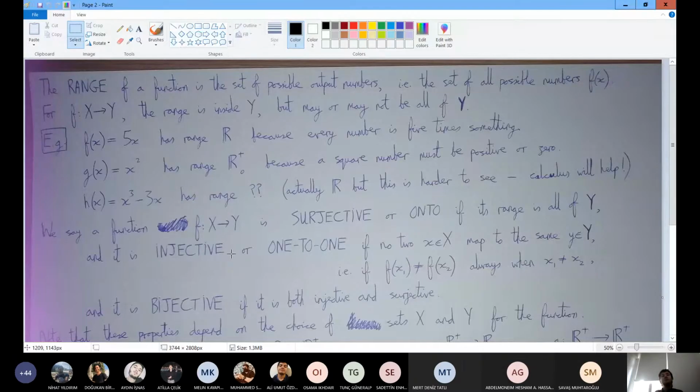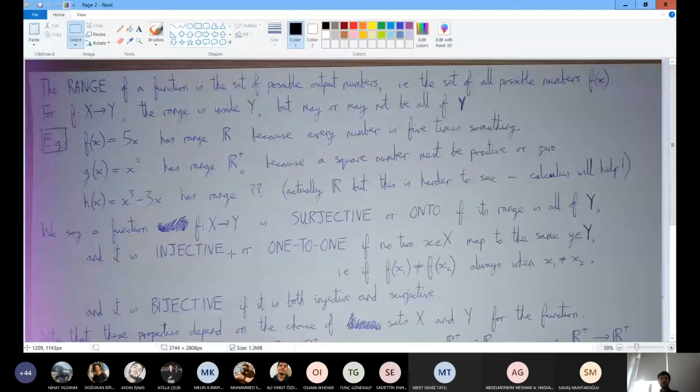Page 2. Okay, so the range of a function is the set of all possible output numbers, and that means the set of all possible numbers f of x. So you have a function mapping from the set x into the set y, then the range is a subset of y, it's inside y. Sometimes that range is all of y, and sometimes it's not, sometimes it's a smaller thing.